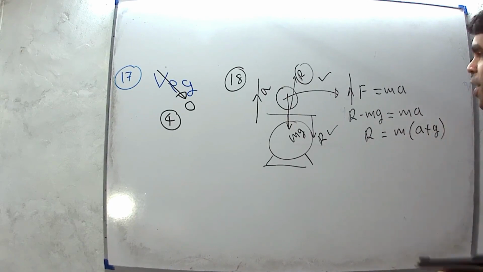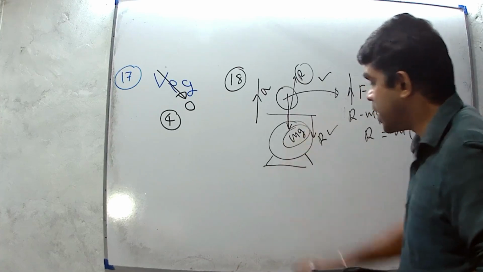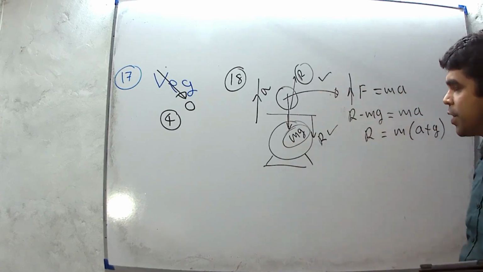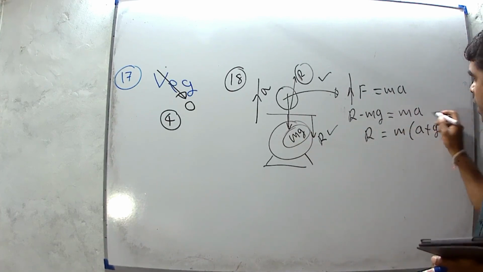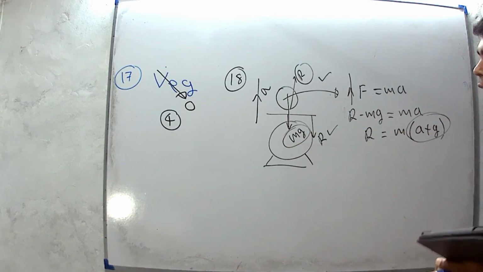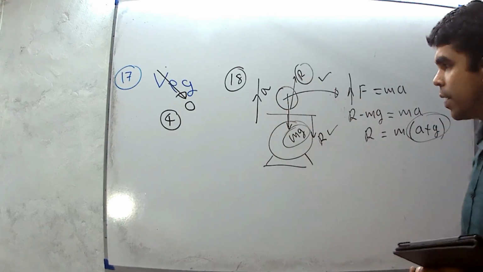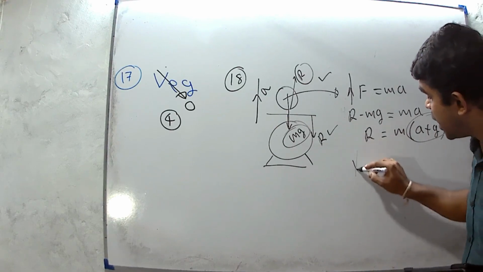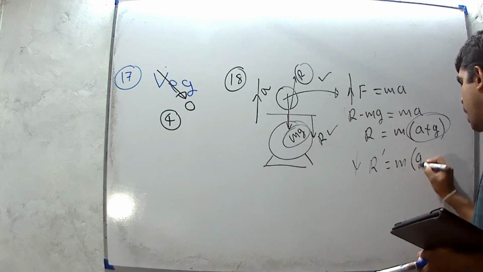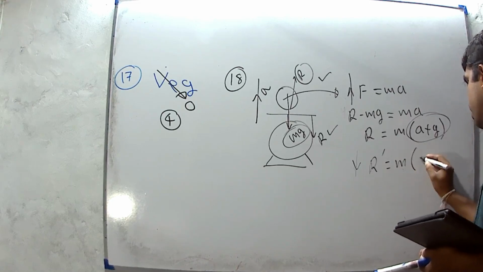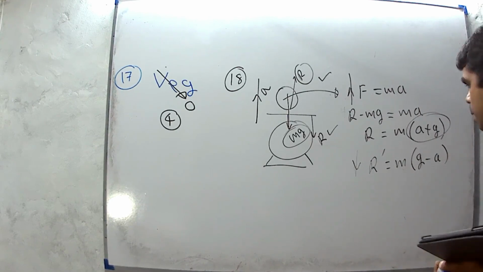Now you can identify the reading of the balance when the system is at rest should be mg. Now m into a plus g. Then the resultant acceleration is a plus g because it is accelerating in upward direction. If the system is accelerating in downward direction, this reading should be m times g minus a. We can write it g minus a.